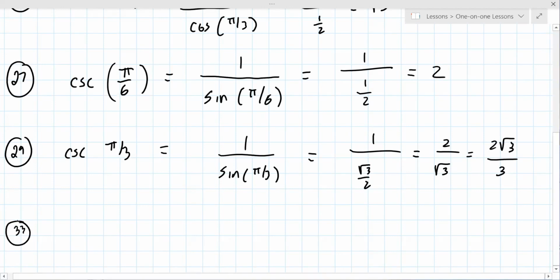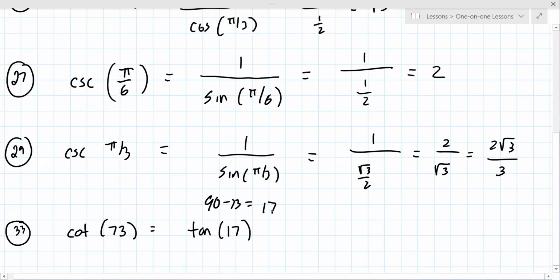33 is to write each expression in terms of its cofunction. I can explain that as we go. So the cotangent of 73, its cofunction is tangent. It's a pretty straightforward rule. You just subtract this number from 90. So 90 minus 73 equals 17.